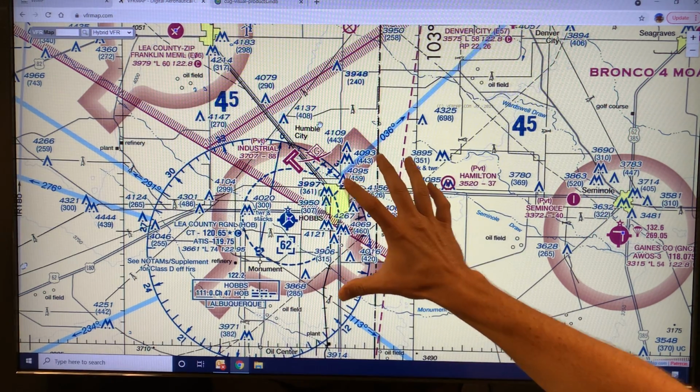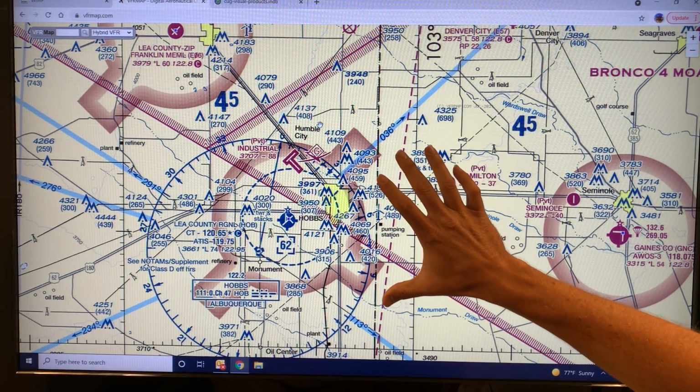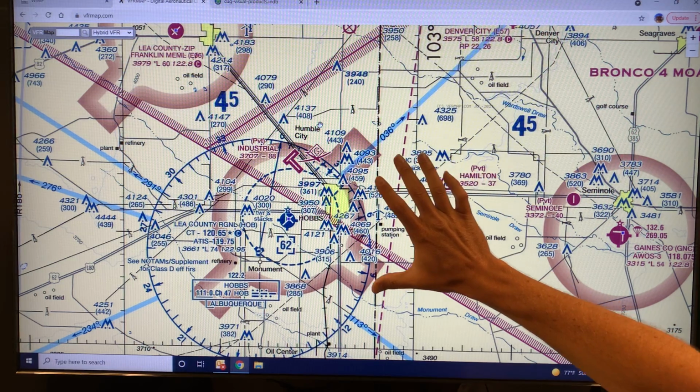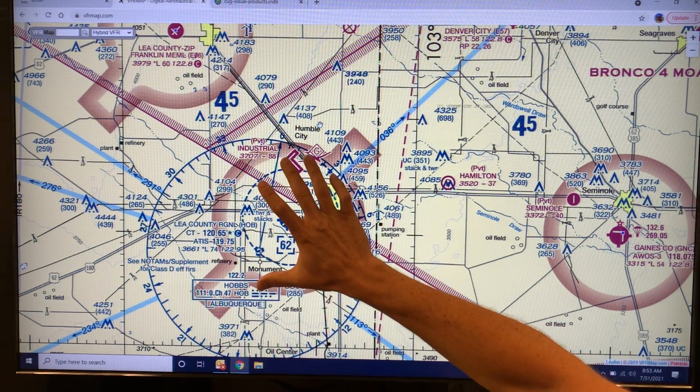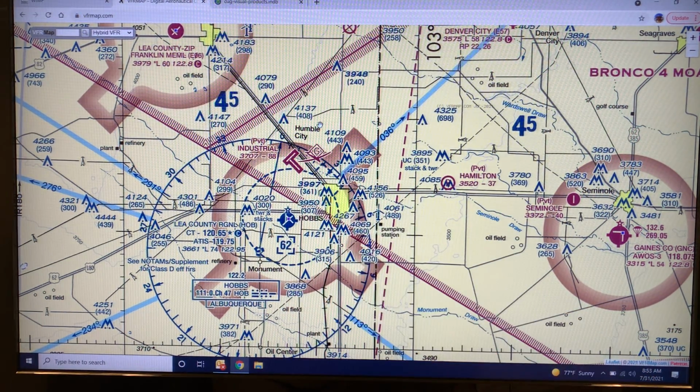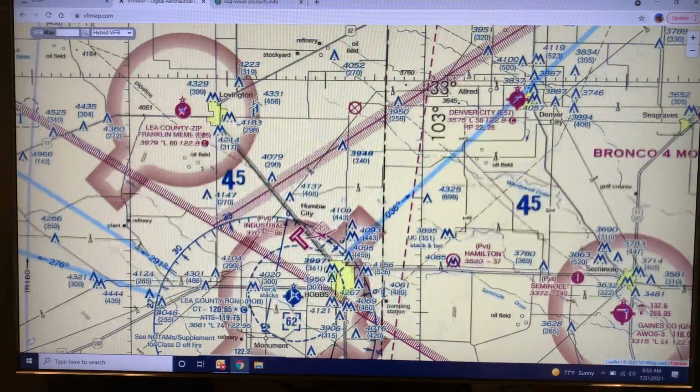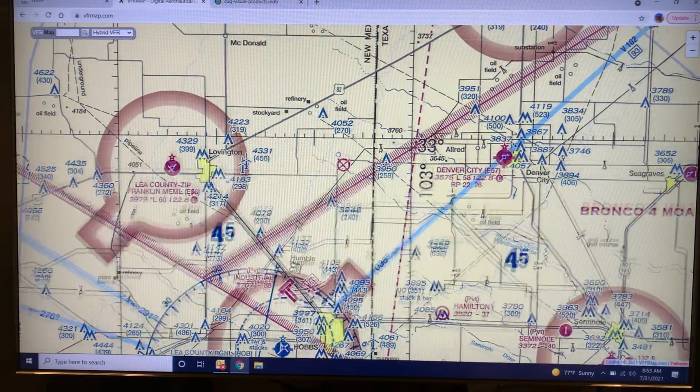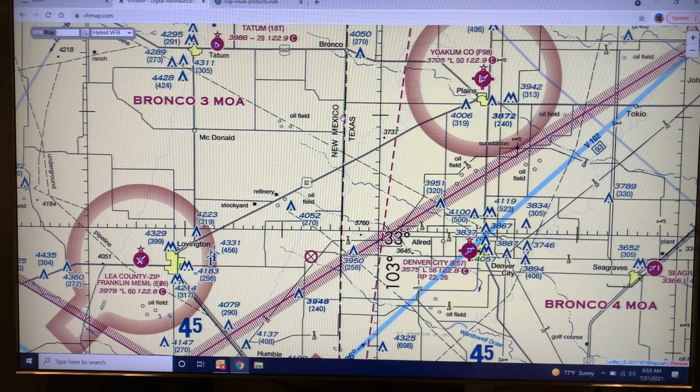Again, the magenta circle just takes class Echo airspace. Instead of having a floor of 1,200 feet, it lowers the floor to 700 feet within that area. All right. And then you have other things like the New Mexico-Texas line here.